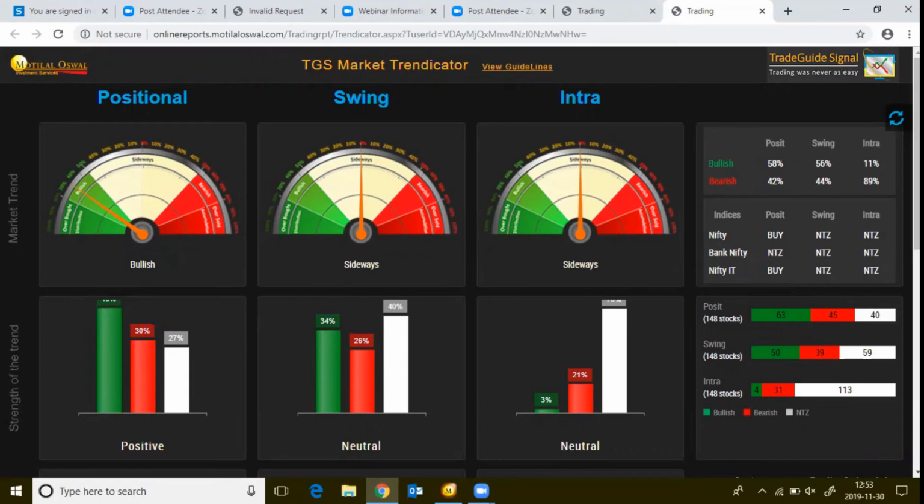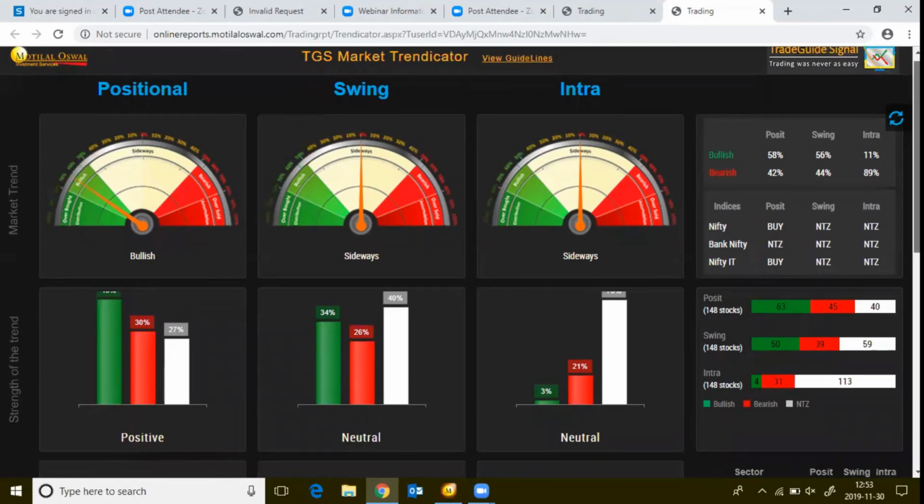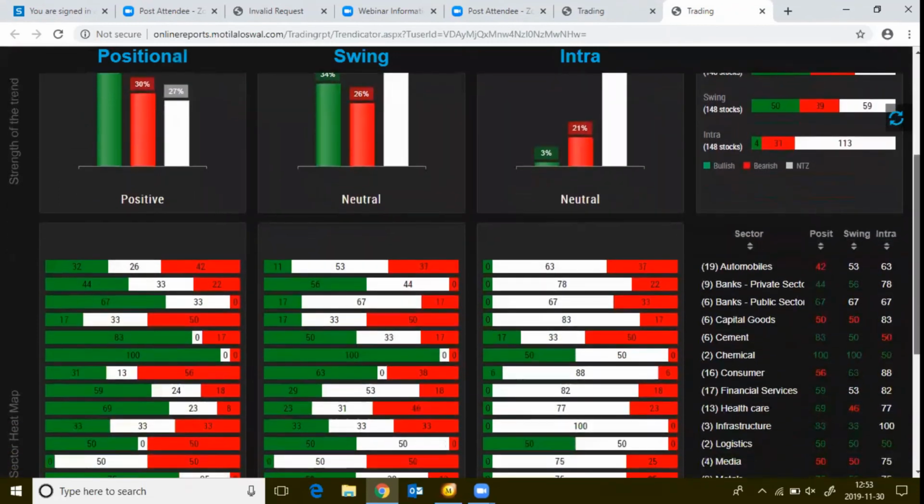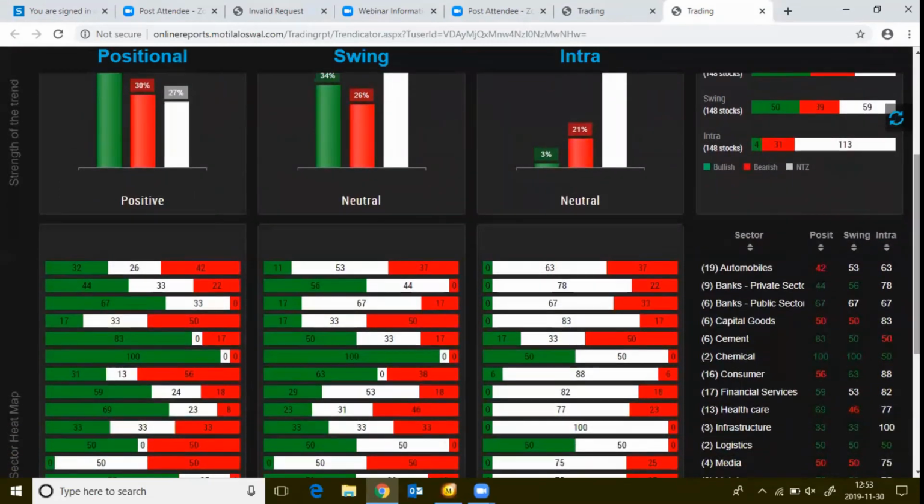Now we are going to see the next thing, which is the sector heat map. It is also very important to understand what trend is there in a particular sector, whether a particular sector is in an uptrend or downtrend, whether it is in a bullish zone or in the bearish zone, right? On the right hand side, you will see all the sectors given here. In automobiles, there are 19 stocks. In banks, private sector, there are 9 stocks. So how do you identify whether a particular sector is bullish or bearish? In capital goods, 83% of stocks are in the bullish zone, right? And 17% of stocks are in the bearish zone.